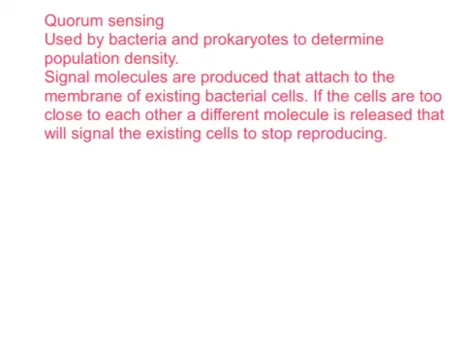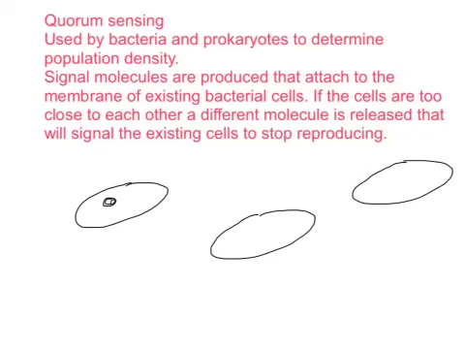So here's how it works. Cells are going to, so these are bacterial cells. Hold on. See if I can get this drawn. Bacterial cells are going to emit a signal molecule. Let's just make them blue and circular. Okay. Those signal molecules have a specific receptor on the cell membrane of other bacterial cells.